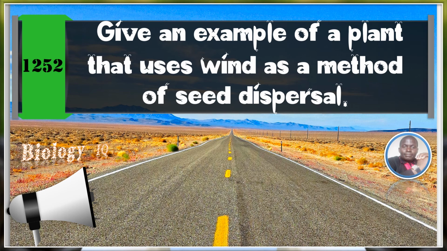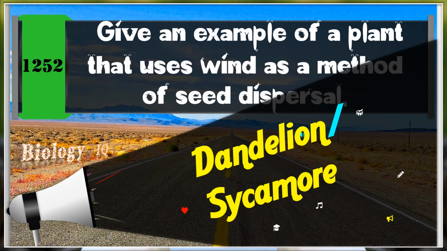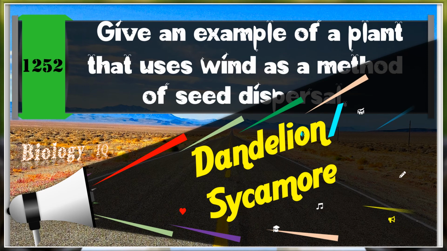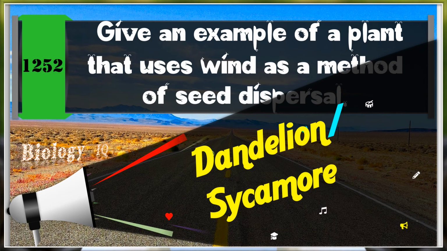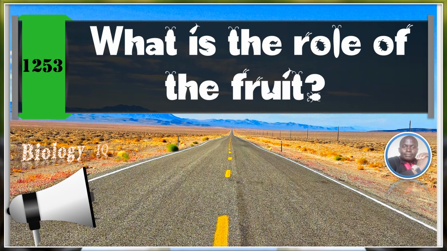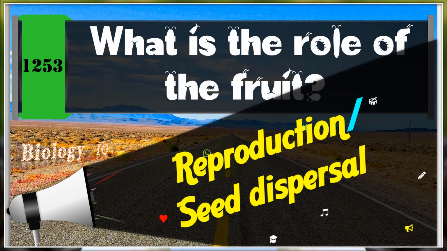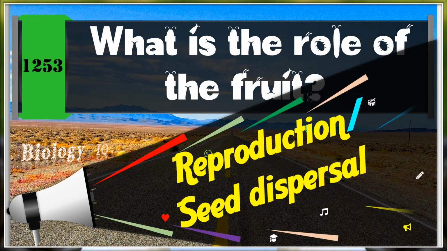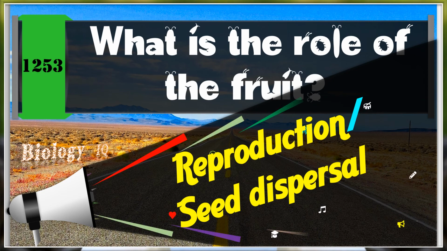Give an example of a plant that uses wind as a method of seed dispersal. Dandelion and sycamore. What is the role of the fruit? Reproduction and seed dispersal.